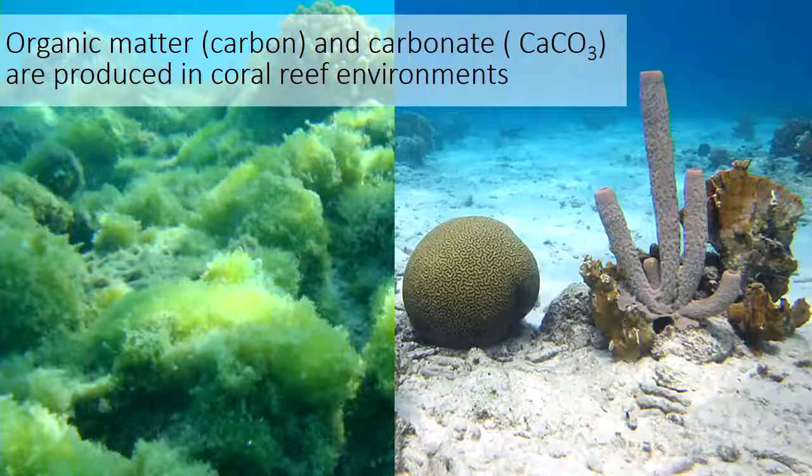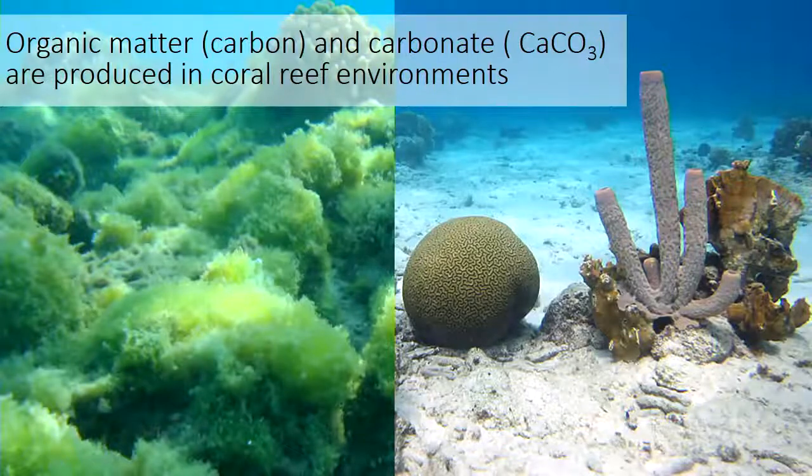Okay, so an algae is producing organic matter. It's taking sunlight and CO2 and producing organic carbon. Corals also do that. They're taking some CO2 using these photosynthetic algae, producing organic matter in the coral. But they're also producing this mineral calcium carbonate. It's the skeleton which the coral is made of.